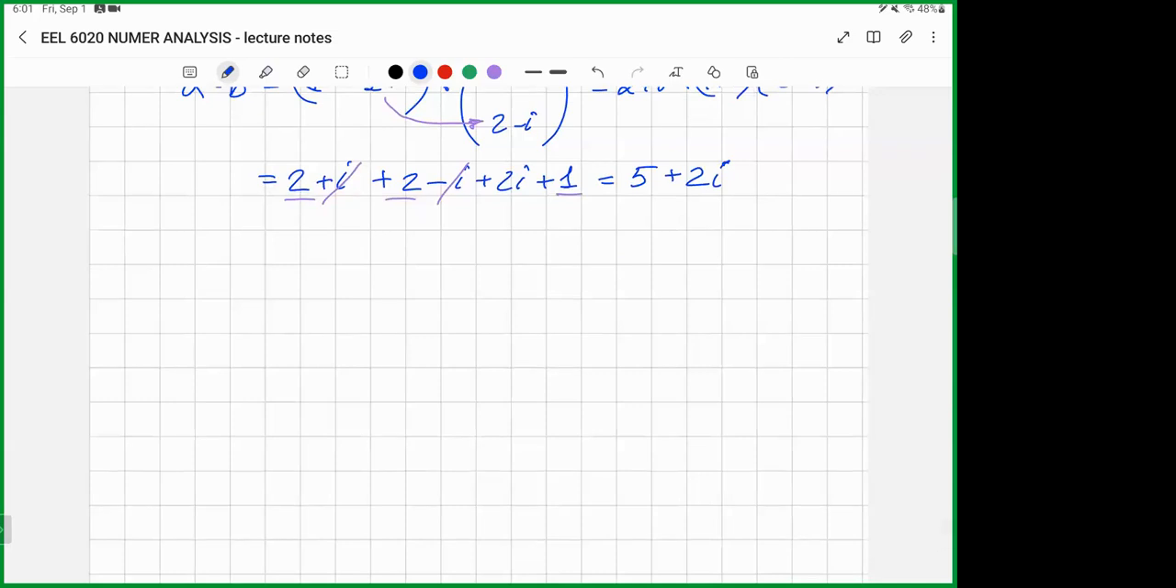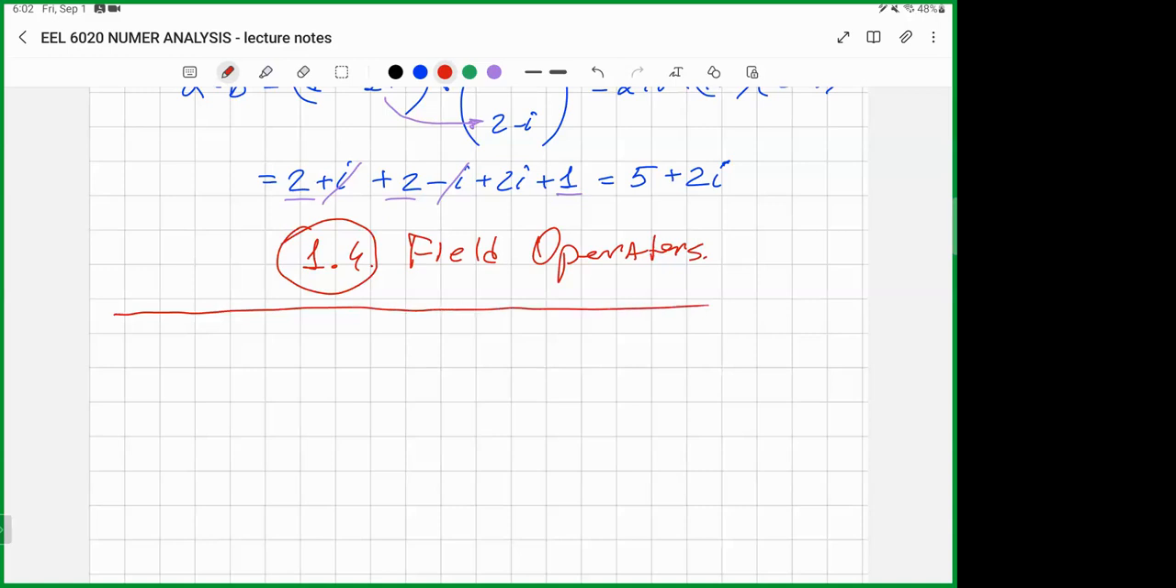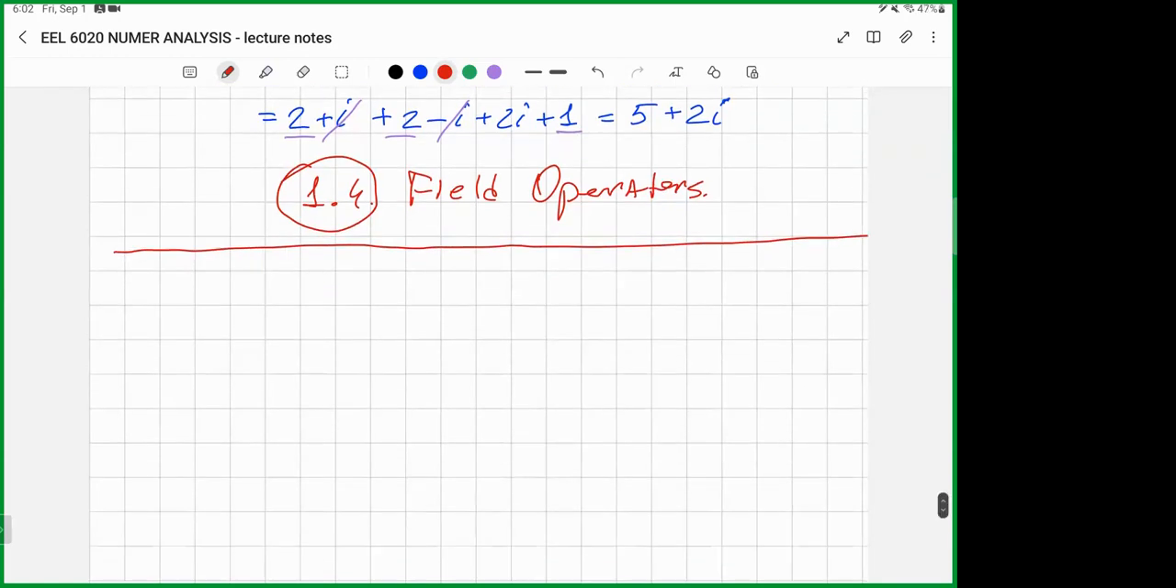Okay, so I guess that's it about complex numbers and complex functions. And let's start discussing the field operators. We have 1 hour or so. It's a good time to start field operators, the key topic for the rest of the course.